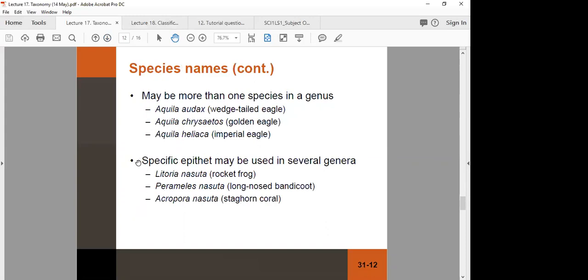The specific epithet itself may be used in different genera. If we look at these examples, Litoria nasuta, the rocket frog, Perameles nasuta, bandicoot, Acropora nasuta, the coral. So three very unrelated species, but they all share the same specific epithet, nasuta. That's because this is simply a descriptive term, meaning nose. Rocket frog has an elongated nose. Here we have a long-nosed bandicoot, and a staghorn coral must have something that resembles a nose. I'm not too sure about that one. Probably should look that one up.